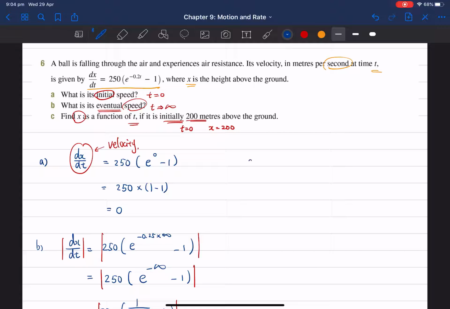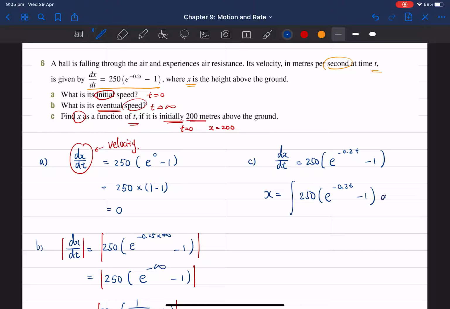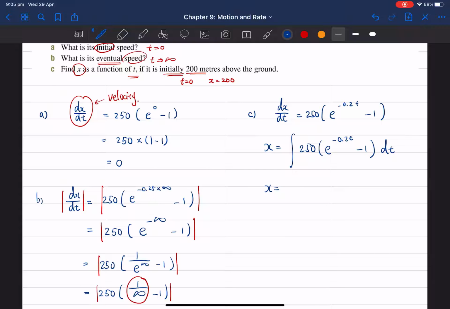All right, so let's just do part C here. So dx over dt is equal to 250 times e to the power of negative 0.2t, minus 1. Now what we need to do is integrate this expression. So x is equal to the integral of 250 times e to the power of negative 0.2t, minus 1, dt. Okay, it's not a very easy or straightforward integration to do. So I'm just going to move the 250 outside. All right, now we need to integrate this term here.